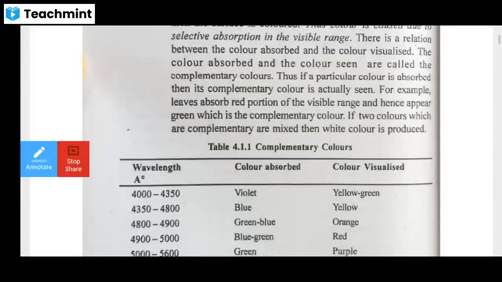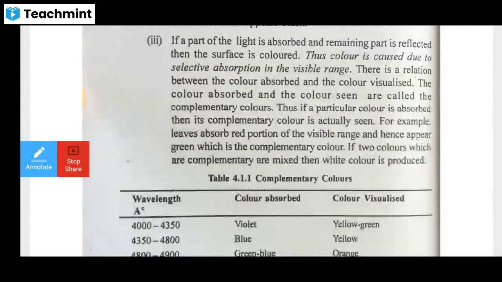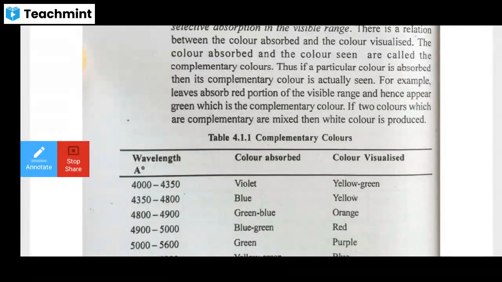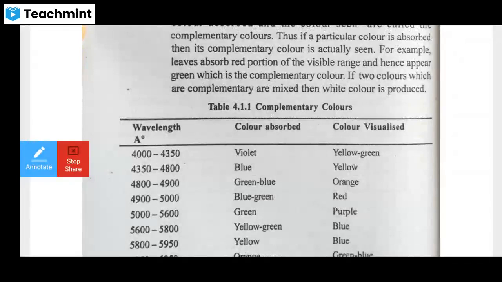So complementary color gives the indications. Okay, this color is caused due to the selective absorption in the visible region, and there is a relation between the color absorbed and the color visualized. The color absorbed and the color seen are called complementary colors. Thus, if a particular color is absorbed, then its complementary color is actually seen. For example, the leaves absorb the red portion of the visible range and hence appear green, which is a complementary color. If two colors which are complementary are mixed, then white color is produced.